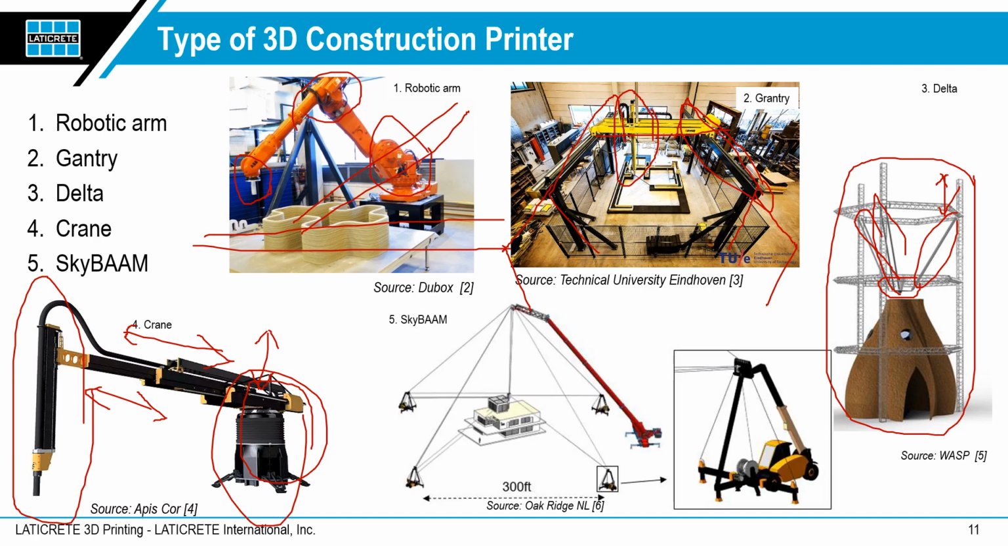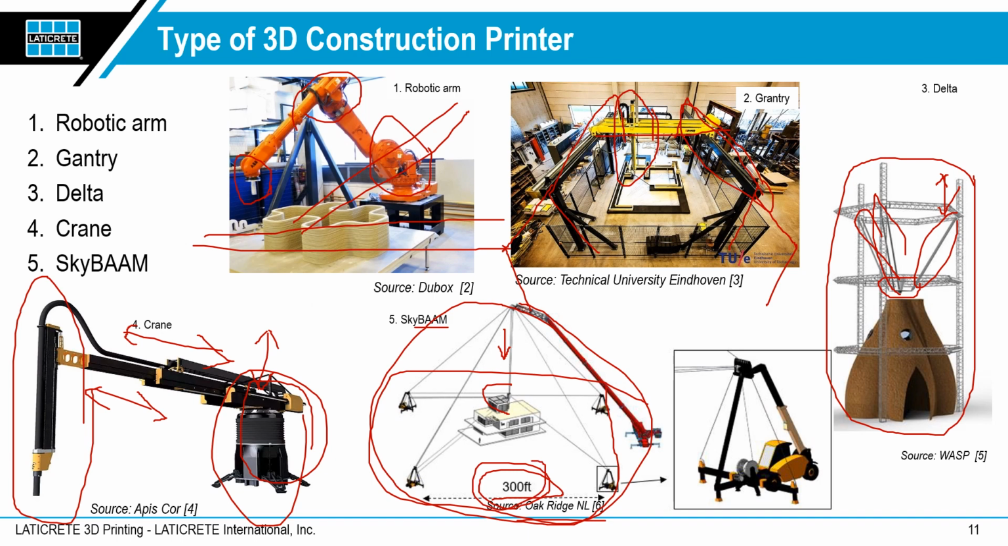The fifth but not the least is known as SkyBAM, big area additive manufacturing, developed by Oak Ridge National Lab. The printing head of the SkyBAM is usually supported by multiple cables. This can be seen in the picture. One cable supports the printer head horizontally, while the other cables support it at different planes. By adjusting the movement of all the cables, one can move the printer head easily. Usually, the printing space of SkyBAM can be very huge. The system of SkyBAM is the same as that of SkyCam.